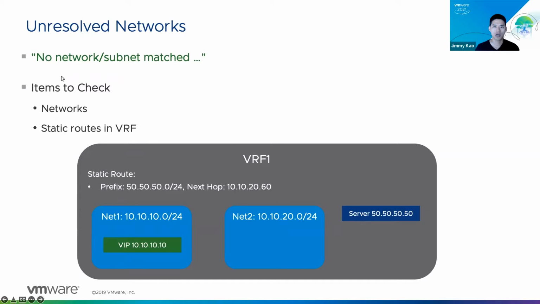There are a few items to check in this scenario. The first is that there are networks and subnets which cover the IPs of the VS and servers. Second, check that static routes in the VRF, if any, are configured correctly. This diagram shows an example of a correct configuration. The VIP is directly connected in network 1, whereas the backend server is routable via network 2.